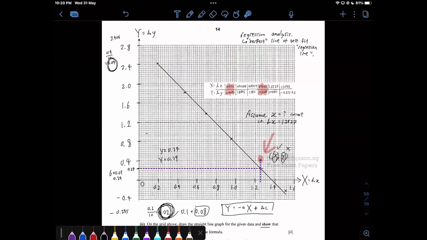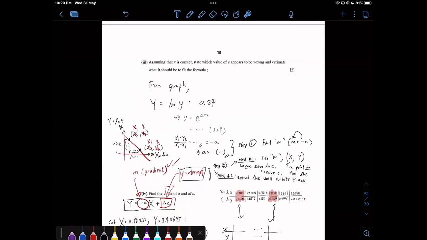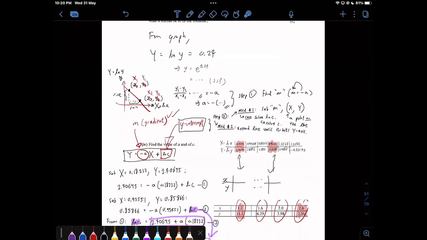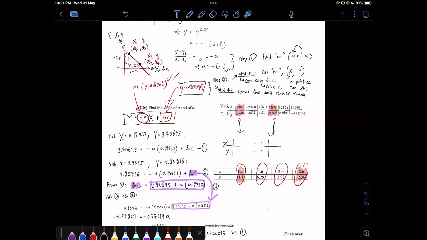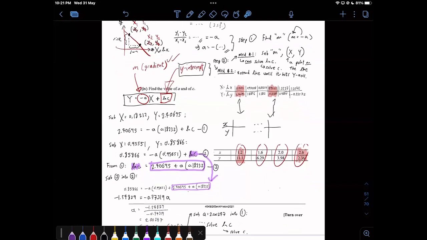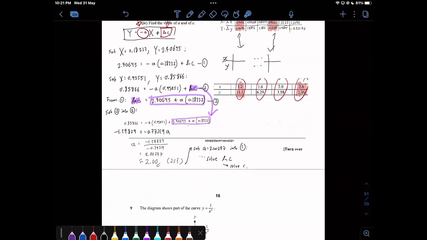Okay. Usually you won't use this method because the y-axis is too short. You cannot hit the y-intercept so easily. All right. You get the ln C, sorry, not ln y. You get ln C. Then from there you can solve for C. Okay, I will leave you to try on your own. That's it. How about the rest of the questions?